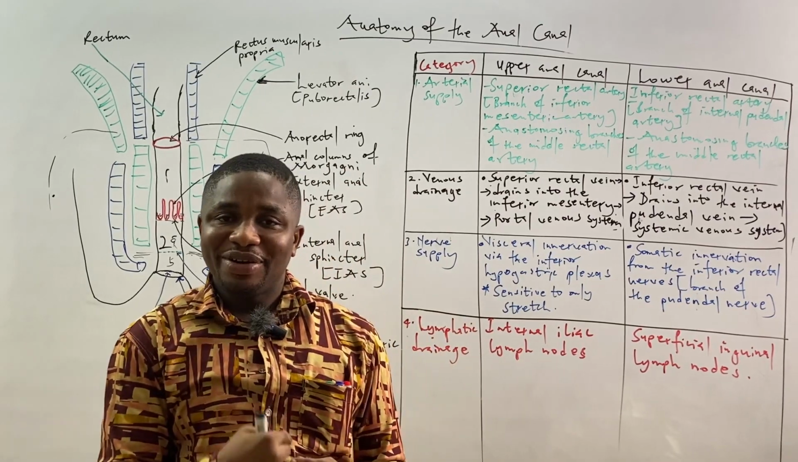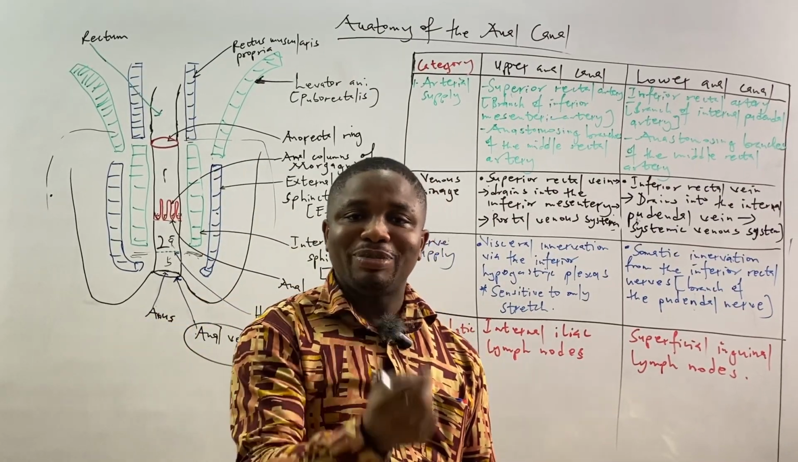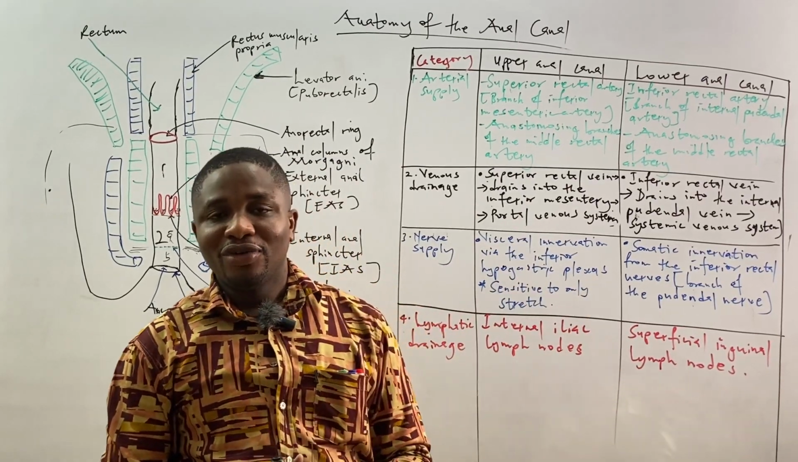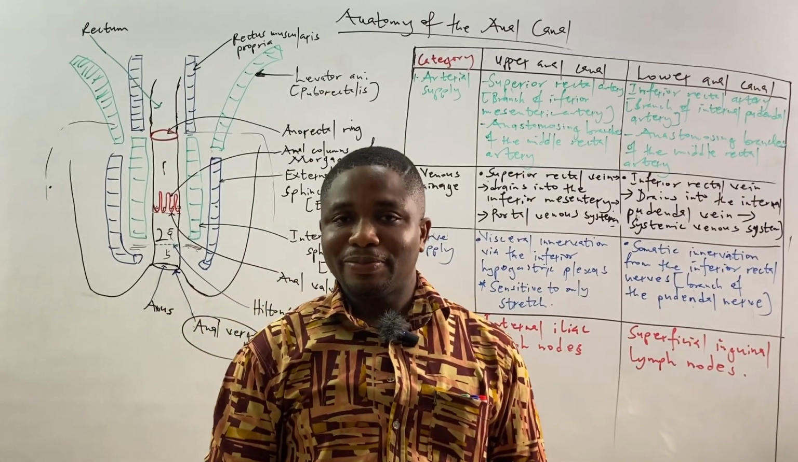And the inferior mesenteric vein empties into the splenic vein. That is why we are saying that the drainage will form part of the portal venous system.